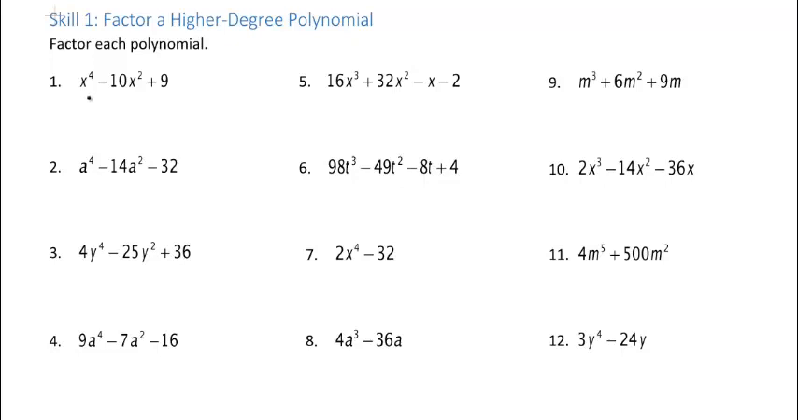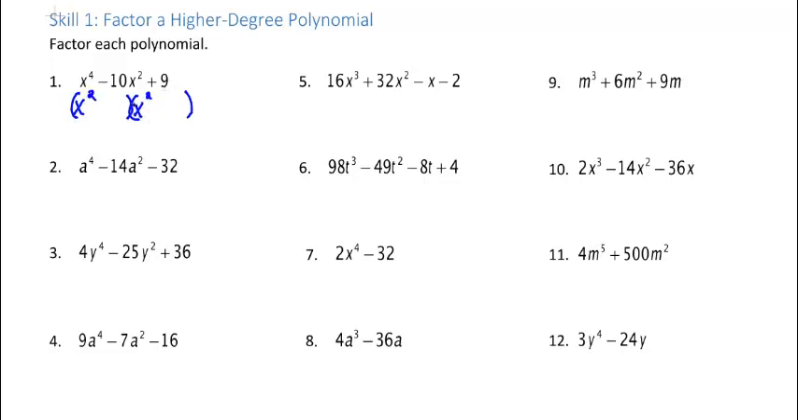I would like to go over the solutions for the worksheet for this section. The first skill is to factor a higher degree polynomial. If we have x to the fourth minus 10x squared plus 9, this is a trinomial that we want to try to obtain the two binomial factors. X to the fourth factors as x squared times x squared.